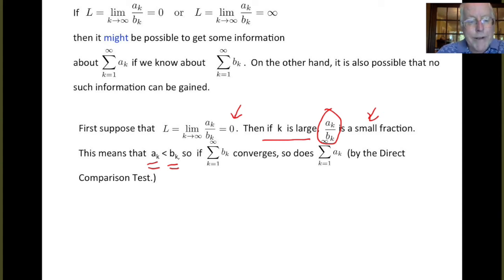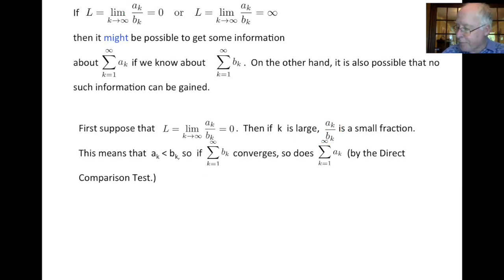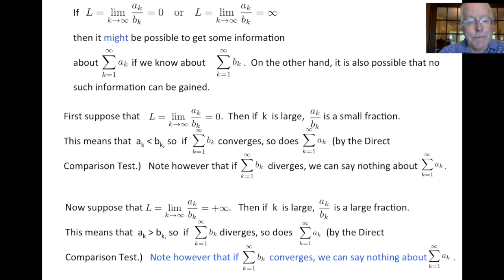Now, what information can you get out of this? Well, this tells us that if the BKs converge, then, because they're bigger than the AKs, the AKs will converge. Notice, though, if all you know is that the BKs diverge, that is, this sum's infinite, you can't say anything about the AK sum. So this is kind of half a test in this case. If the limit is 0 and the unknown term is on top there, then if the BKs converge, then the AKs converge.